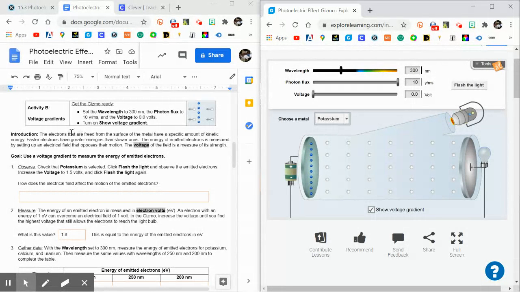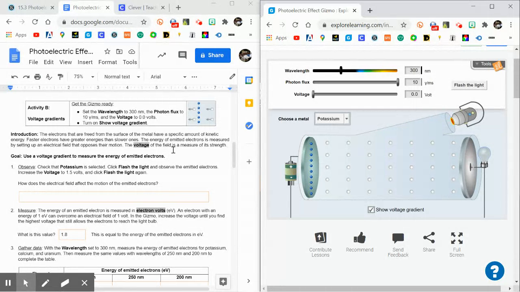The electrons that are freed from the surface of the metal have a specific amount of kinetic energy. Faster electrons have greater energies than slower ones. The energy of emitted electrons is measured by setting up an electrical field that opposes their motion. The voltage of that field is the measure of its strength. So pretty much the electrons are trying to overcome that voltage, okay?